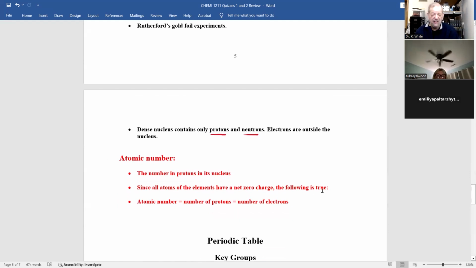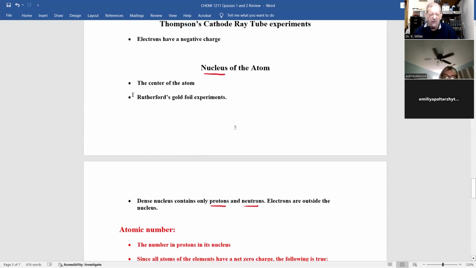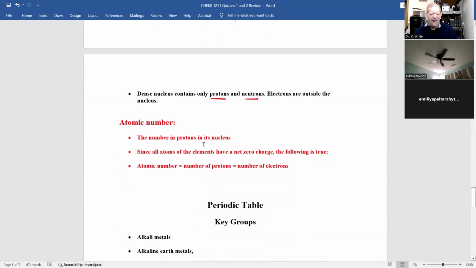Now I had this on quiz 1, which just about everybody did real well on. Thank you. And that's the atomic number. That tells you by definition the number of protons in the nucleus. Let me go back one more time. Don't forget the nucleus, which was elucidated, by the way, a fancy word meaning figured out or explained, had protons and neutrons. Now, the atomic number tells you the number of protons in the nucleus.